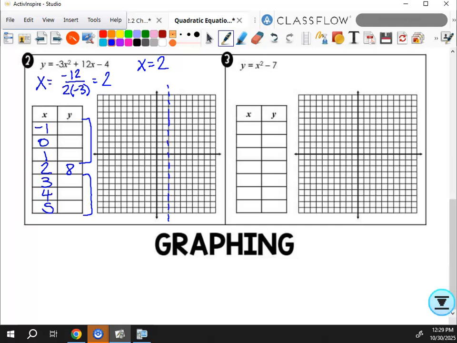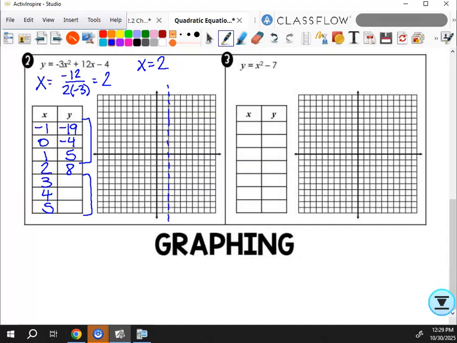Too many papers in here. Find these points. This is not hard. Sit up and do it.